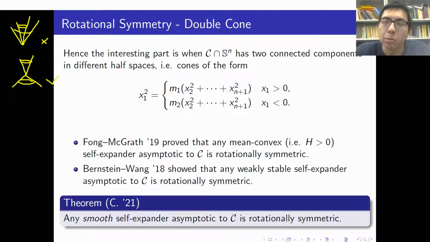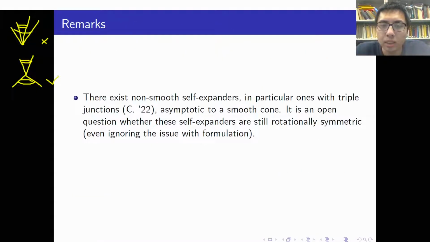Again, for which there could be a multiple of them. That's the point. And just a few remarks on this thing. So there do exist non-smooth self-expanders, and in particular ones with triple junction.